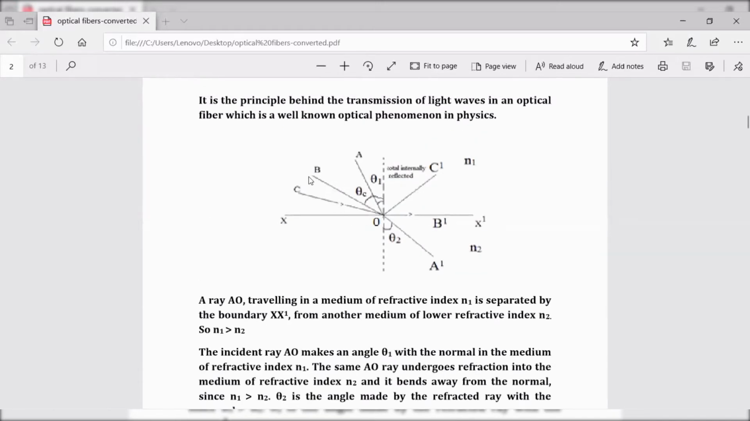That means you consider an incident ray like BO whose angle of incidence is theta c, which is greater than theta 1, such that for a ray like this, the refracted ray always grazes along the boundary between the two media. That means theta 2 takes the angle 90 degrees.